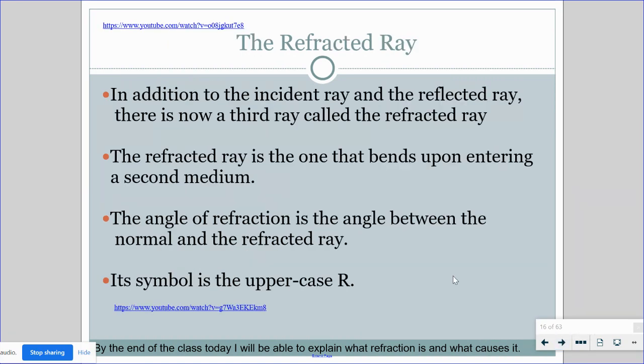In addition to the incident ray and the reflected ray, there's now this third ray, and we call it the refracted ray. The refracted ray is the one that bends when it enters into a second medium. So if it's leaving air and going into glass, that ray is not a reflected ray. It's not coming back out at us. It's going through the medium, so it is a refracted ray. And the angle of refraction is the angle between the normal and the refracted ray. When we draw the angle of reflection, we put a little r. The symbol for the angle of refraction is a capital R.